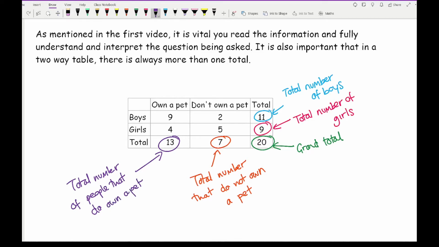So when you're reading a question, if a question asks you what's the total number that own a pet, the answer therefore would be 13. If a question asked you how many out of all the girls own a pet, well that would be 4 out of a total of 9 girls. So it's really important that you establish and understand what each of the totals in your two-way table actually represent.